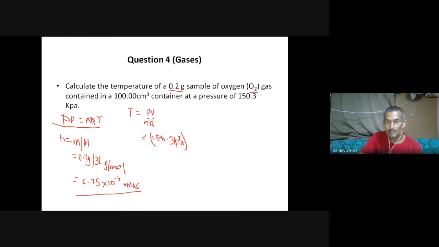Make sure, if you look at the units over here, the standard unit is kilopascals. That means you need to change the volume from centimeter cubed into liters. So that's going to give you 0.1 liter. Do not make a mistake. The units are also very important, so you're going to use the standard units over here. If you don't convert it, you're going to get an incorrect answer. Then you divide by the number of moles you got, 6.25 times 10 to the power of minus 3 moles.